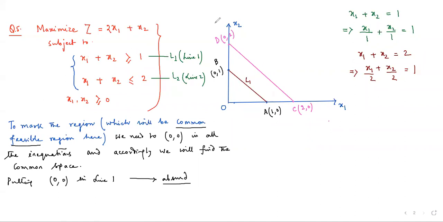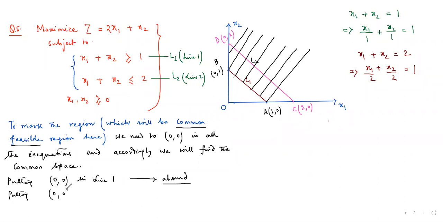So which side of the region will be the marked region for this? This side or that side? Upper side. So this upper side is my marked region. This is not the common region, but this is the region with respect to line 1. Okay, fine, no problem.